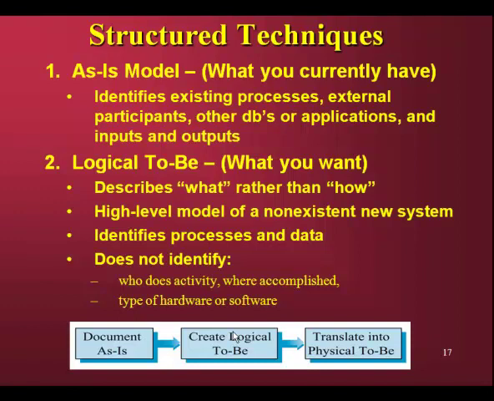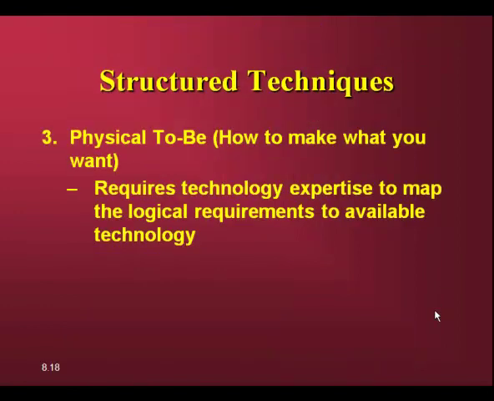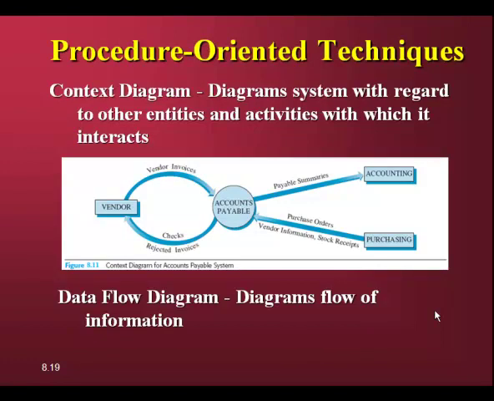In the next step, the translate into physical to-be, this is where you're starting to think about the actual physical system and the hardware and software and all the technologies that are going to be used in order to create that system. So one of the models in the as-is process is the context diagram. Now we're taking a look at developing a system from a procedure oriented perspective. So in this context diagram, we're looking at an accounts payable process.